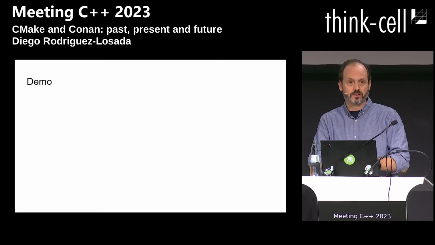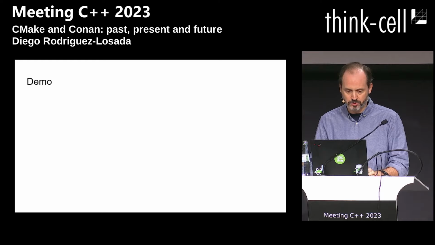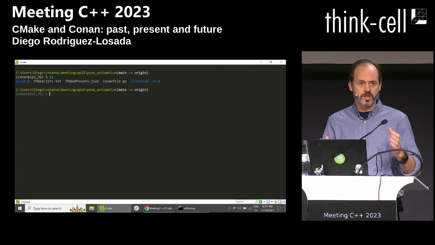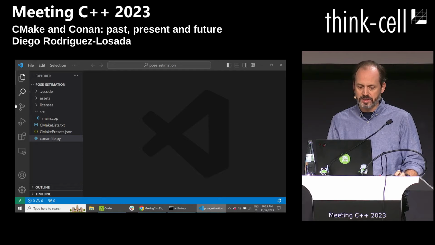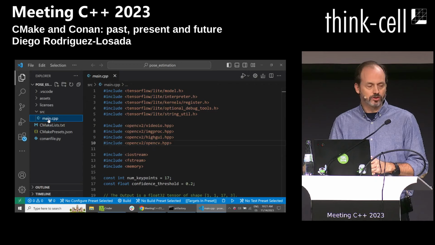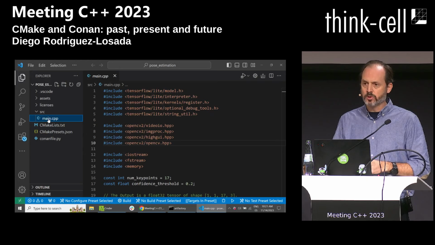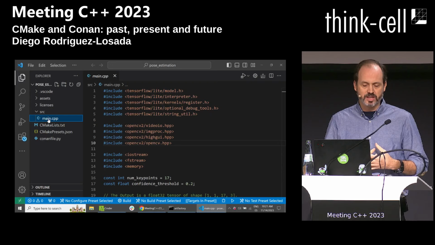I always like to do demos, so I'm going to do a live demo of what is possible today with dependency management. I'm going to build a small application. I have the source code. This is an application that is using TensorFlow for artificial intelligence. It's very trendy, so I'm going to use it. It's super cool. And I'm going to use OpenCV. So I need these two dependencies in my application, these two libraries, and of course, the transitive dependencies.